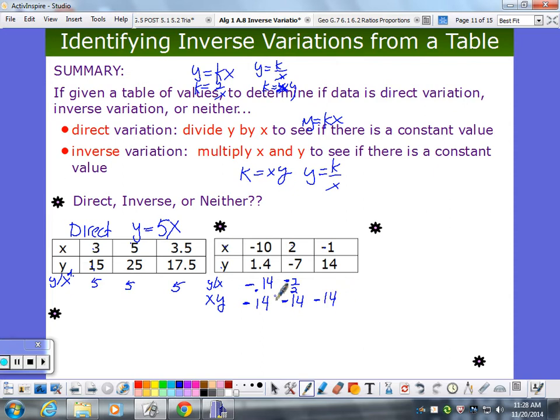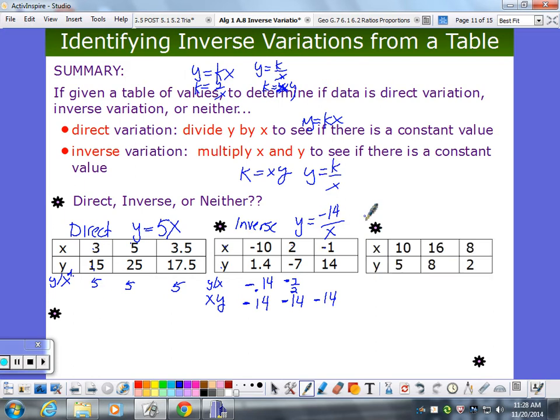Is this a direct or an inverse? What is the inverse variation equation then? It'll be y equals k over x, so y equals negative 14 over x. Excellent. It's y equals k over x. You thought about it, plugged in the k. All right, let's see what this one is.